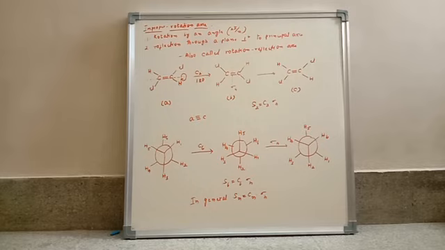In general, I can tell that SN axis is equal to CN operated on sigma h. CN is operated on sigma h. That means you should perform a CN axis. With reference to the CN axis, you should have a perpendicular plane. You should reflect along this perpendicular plane. That is, it has an SN axis.